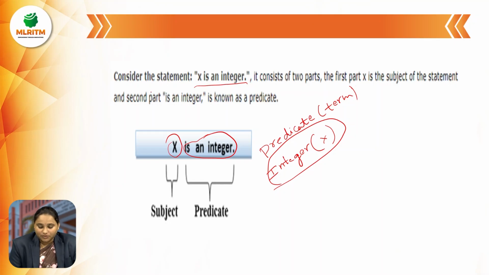Next, consider the statement "X is an integer." It consists of two parts: one is a subject and the other is a predicate. X is the subject, and "is an integer" is the predicate. How is it represented?